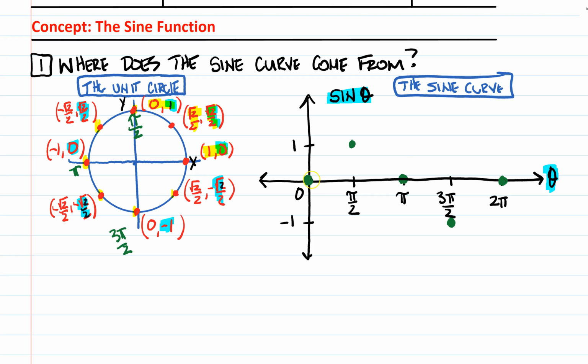So if I connected all of these points with a smooth curve, I would get this periodic function, and that is where the sine curve comes from. All we do is we take all the y coordinates on the unit circle and we spread them out onto a new axis where we're comparing theta to the sine of theta, and these 5 dots are the ones that we're going to use to sketch the sine curve every single time. So that was box number 1. We now know where the sine curve comes from.